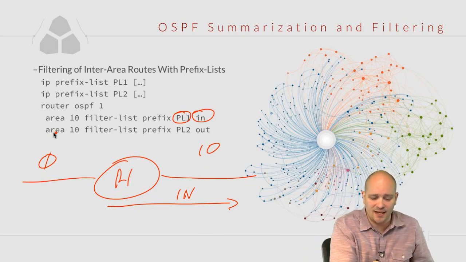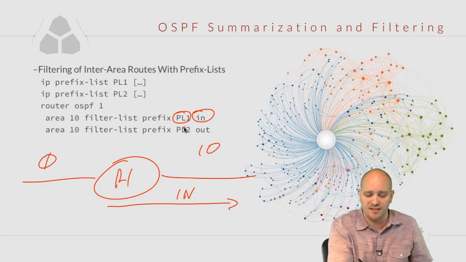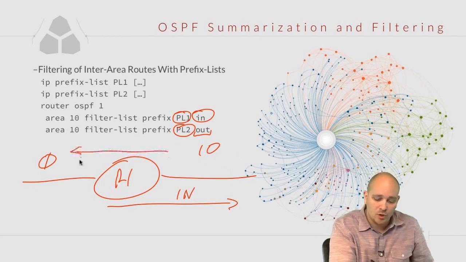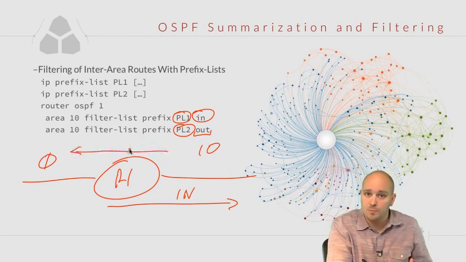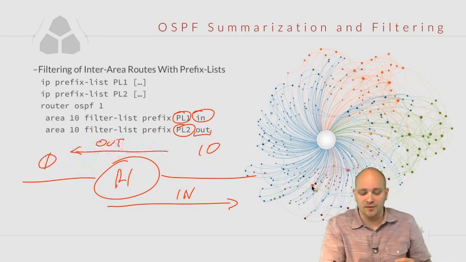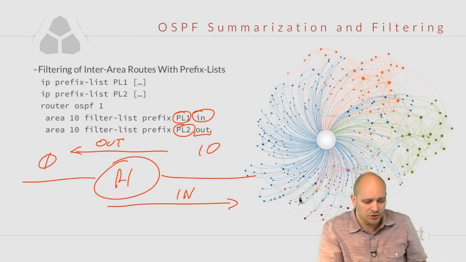Now, this second line here, area 10 filter list prefix PL2 out, is for the routes that are attempting to go out of area 10, which means that they are going to be injected into area 0. So this is going to be filtering the routes going out.